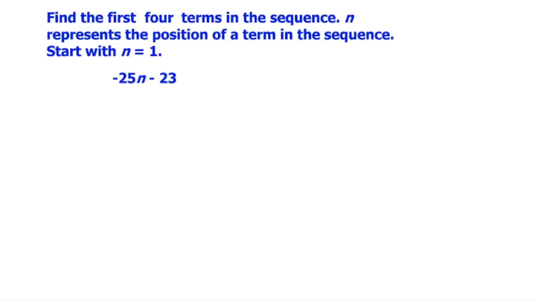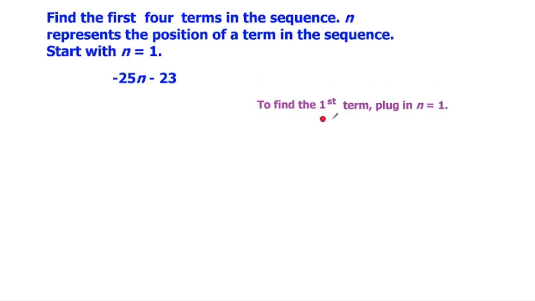This is a quick video on how to calculate the terms of a sequence. So if we have a problem like this that says find the first four terms in the sequence, n represents the position of a term in the sequence. Start with n equals 1. So we have negative 25n minus 23.